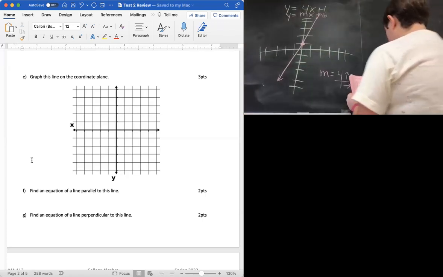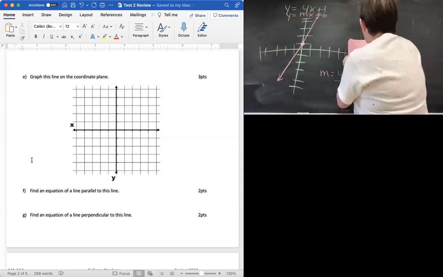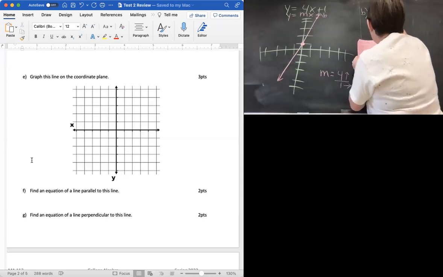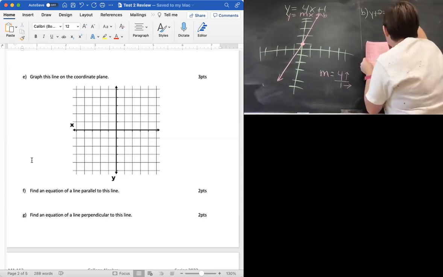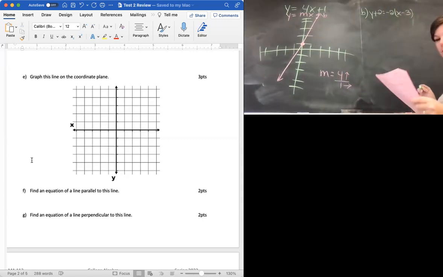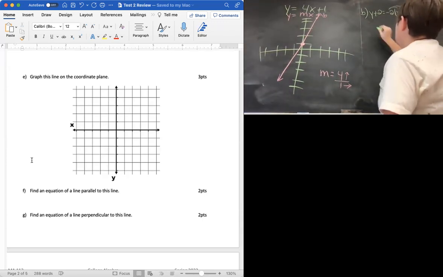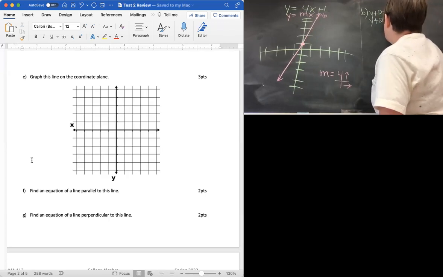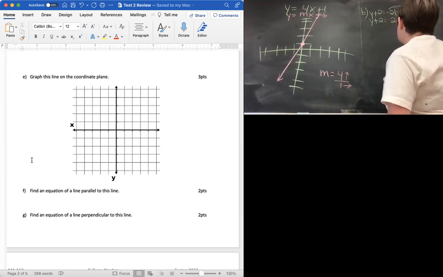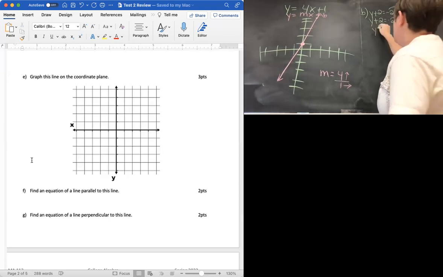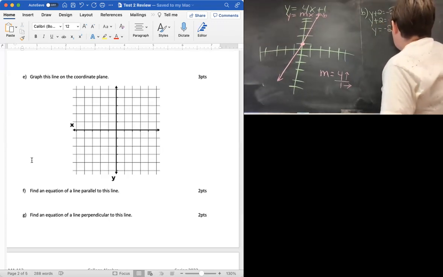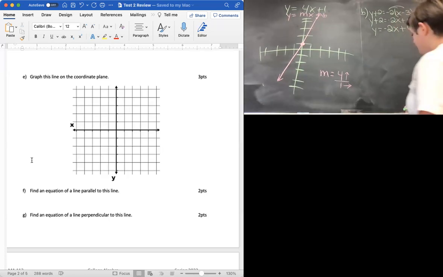Let's look at B. B says y plus 2 equals -2 times x minus 3. Now this is not written in y equals mx plus b form, so we need to get it into y equals mx plus b form. So to do that, I'm going to distribute my -2 in. So I have y plus 2 equals -2x plus 6. I'm going to subtract over my 2. So I have y equals -2x plus 4. Now I can graph it.